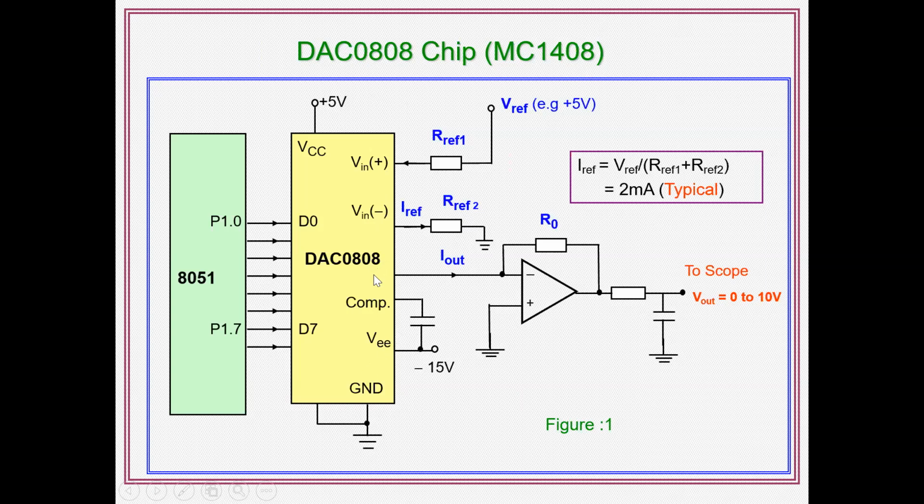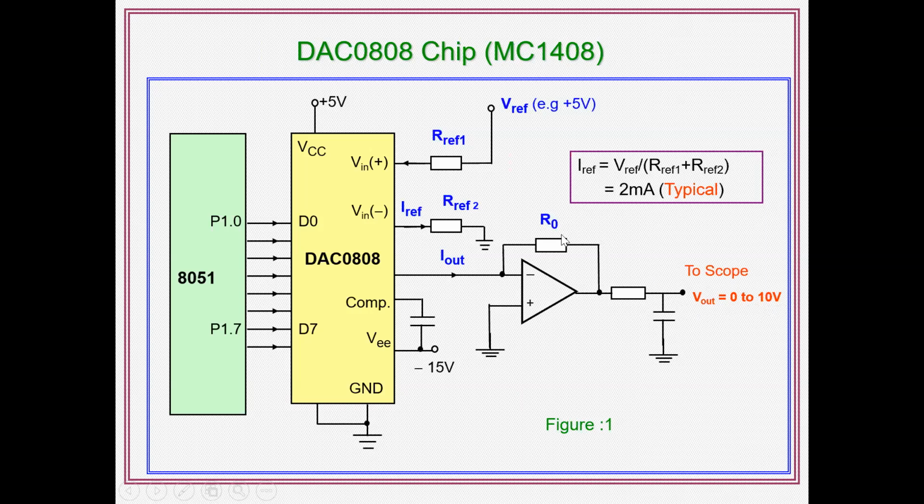So this generates output equal to I out current. That is passed through a resistance so that we get V out. So V out varies from 0 to 10 volts, depending on R naught, because here the maximum I out is 2 milliamperes. That 2 milliamperes can be converted into volts with the help of this feedback resistor R naught. So depending on the R naught value, the output becomes 0 to 5 volts.